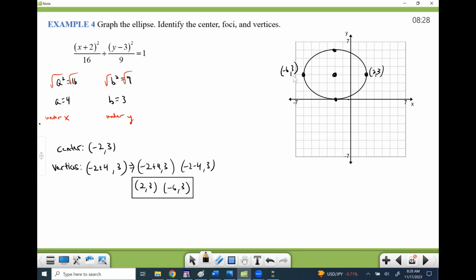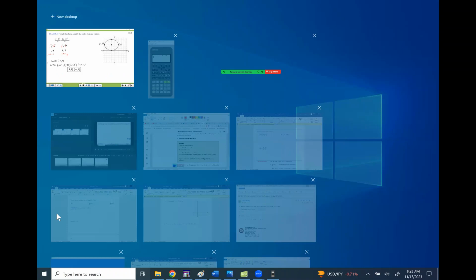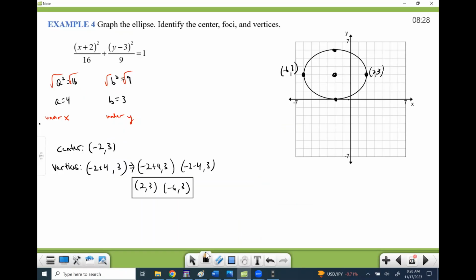Good. Now, of course, if you just drew a good graph, I'd just get it from the graph. I would not have to deal with all this formula stuff. But sometimes they don't make you graph it. So if you can do it without a graph, cool. Save yourself some time. All right, so now let's go into the foci. Now, in order to do the foci, you got to do that a squared minus b squared equals c squared.